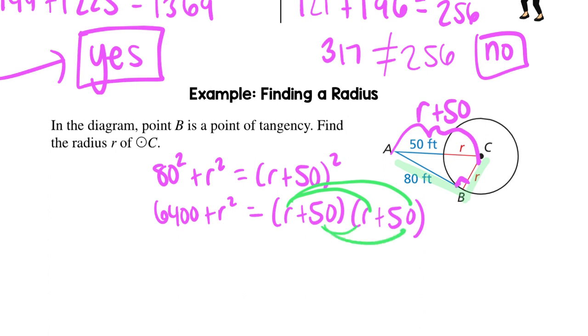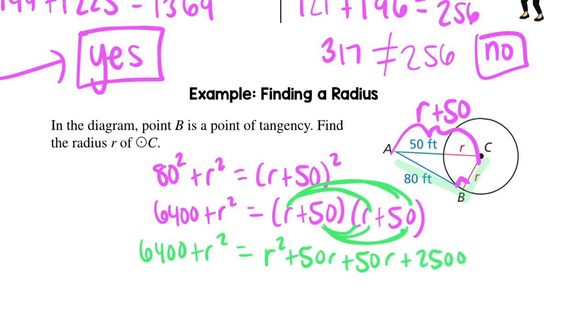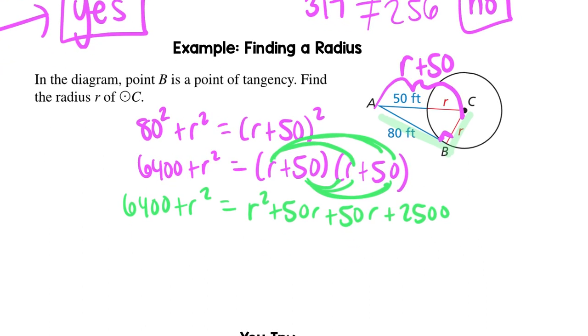So on the left side, for now, it stays 6,400 plus R squared. On the right side, R times R is R squared. R times 50 is 50R. 50 times R is also 50R. And those are positive, so I'm putting the plus. 50 times 50 is 2,500. Now, both sides of this equation have an R squared, so really you could subtract that from both sides and it would go away. So I'm just going to cross it off. So we have 6,400 equals 100R plus 2,500.